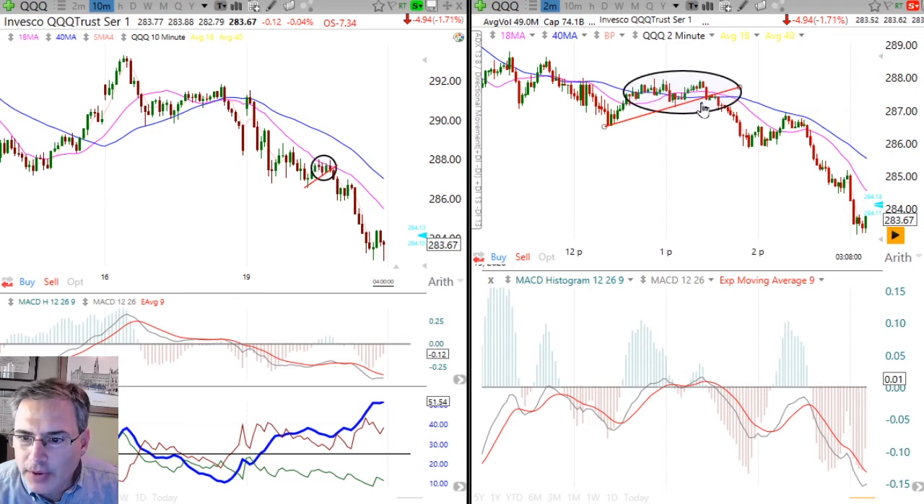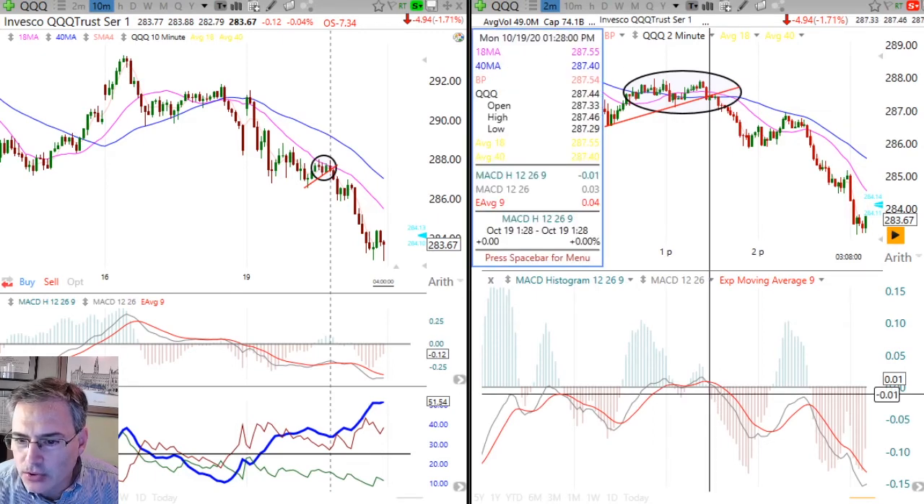But the reality is once I get the 18 above the 40, I'm looking for that close below the 40 to trigger me and say that the trend on the higher time frame is getting ready to get going again to the downside. So I'm really looking for that close below the 40. What I like to do is look at the MACD to get confirmation there.